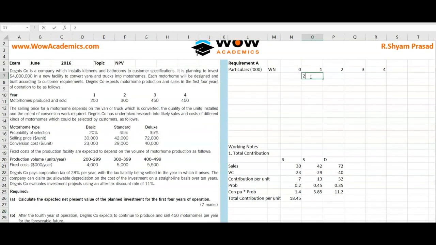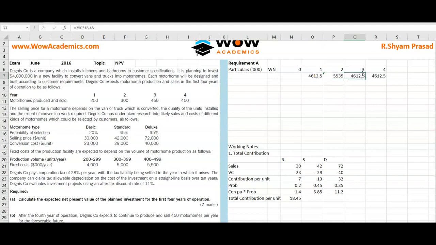For the first year, we have a sales of 250 units multiplied by the contribution per unit, that is 18.45. So we got the answer. So in a similar way, for the second year, it's quite easy from here on. We can take these numbers. So we have to just change the sales units. So that's going to be 300 into 18.45.